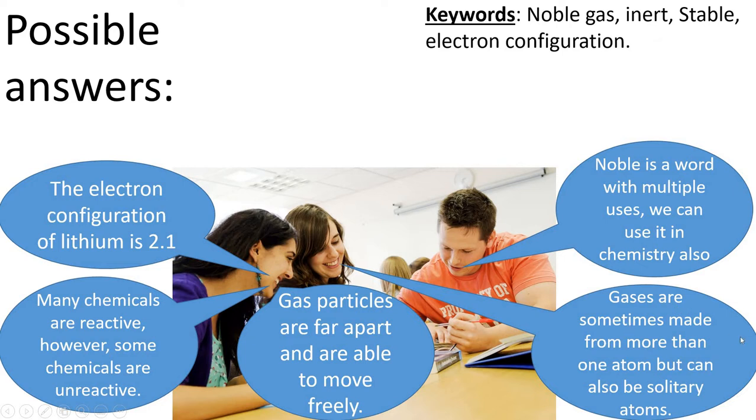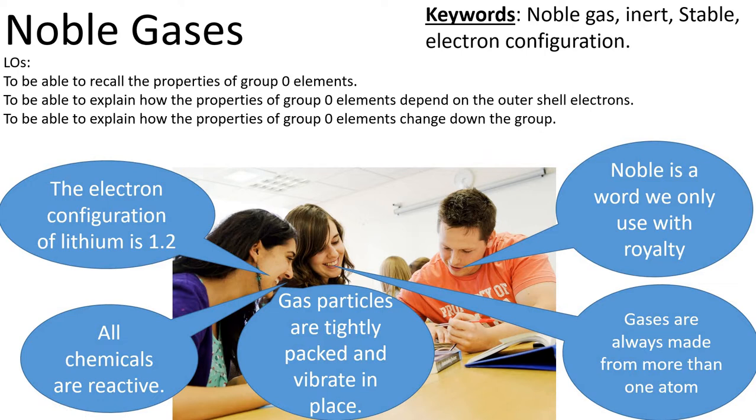Gases are sometimes made from more than one atom, but can also be solitary atoms. Examples of some that are made from more than one atom: hydrogen goes around as H2, so there's 2 hydrogen atoms bonded together. Same with chlorine, there's Cl2, so 2 chlorine atoms bonded together. Same with nitrogen, bromine, iodine, oxygen, lots of others. But we'll see later in this lesson that some gases can just be solitary atoms, so they're not always made from more than one atom.